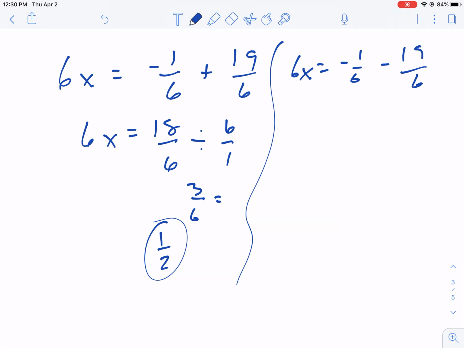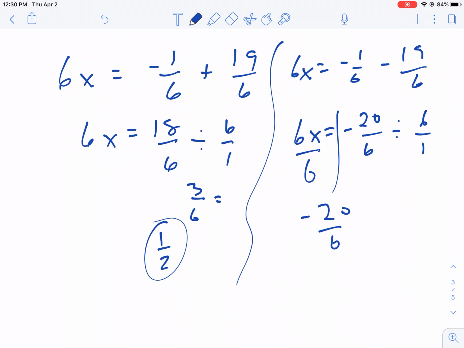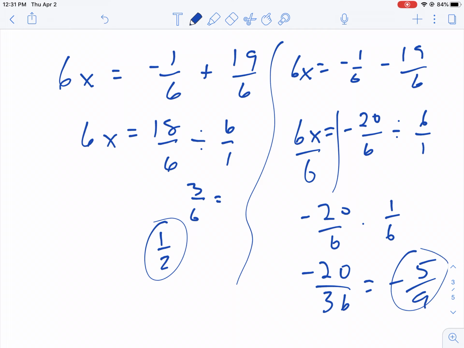Now this one, we're going to subtract these. So it's going to be 6x equals negative 20 over 6. Then we're going to divide by 6, divide by 6 over 1, which is the same as multiplying by 1/6. So negative 20 over 6 times 1/6 is negative 20 over 36, which is going to simplify, divide both sides by 4, negative 5/9. That was one of the tougher problems there, but that's the answer to number 15.